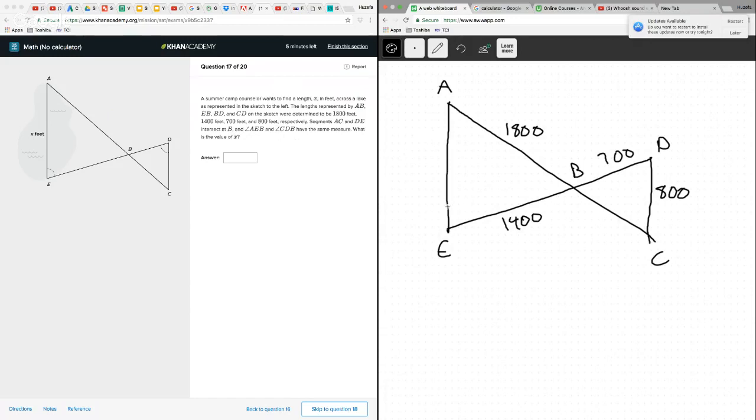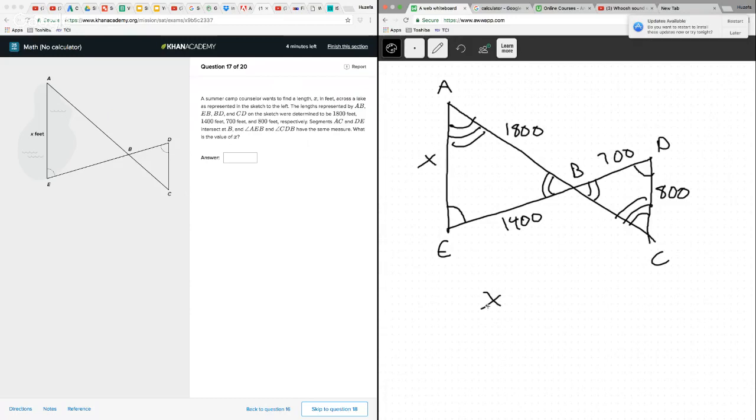Angles AEB and CDB have the same measures. We also know that these guys have the same measures because they're vertical angles. This is a hard one because they're not telling us this, but when you have two equal angles, the third one must be equal. That just means these triangles are similar. So we have ratios. AB corresponds to BC, BD corresponds to EB, and most importantly, DC corresponds to AE, and we need to find AE. So we can set up some nice little ratios now. I'm going to call AE x, as they do.